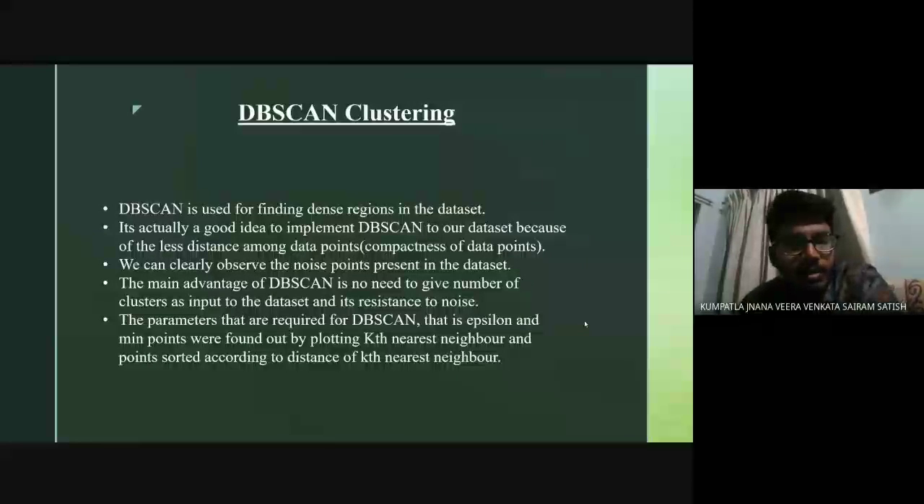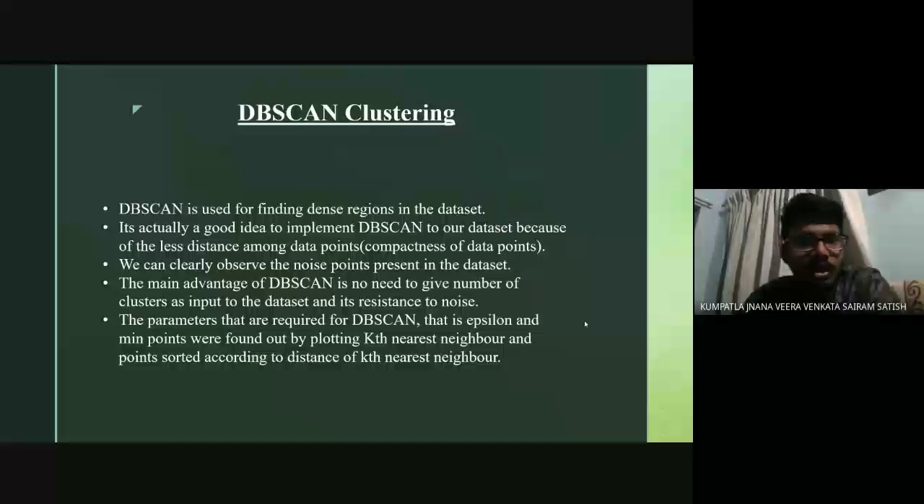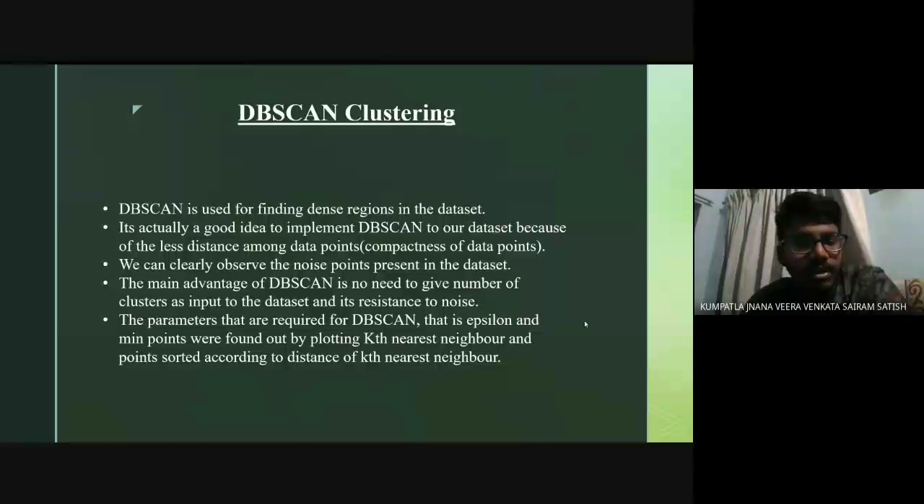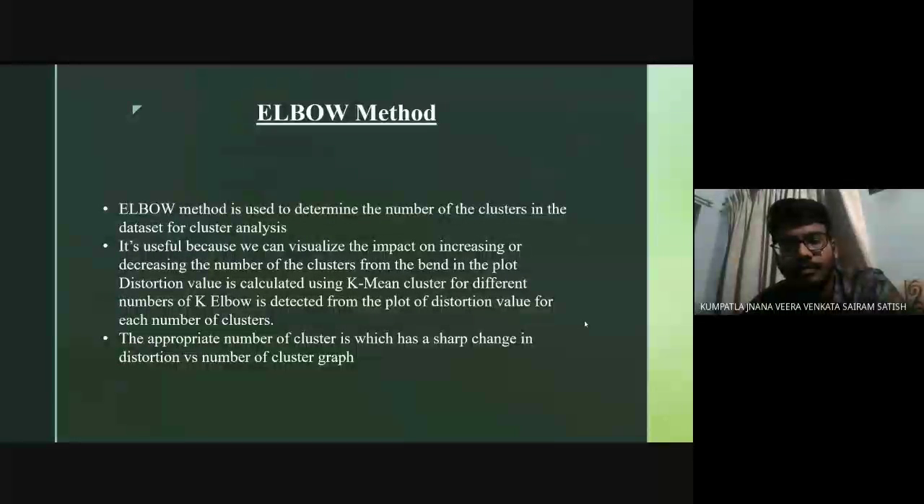The main advantage of DBScan compared to other clustering algorithms, for example k-means, is that there is no need to define the number of clusters, and it has very high resistance to noise, removing noise points very well compared to other algorithms. The parameters that are required for DBScan are epsilon and min points, which are found by plotting the graph of the distance to the kth nearest neighbor, sorted. This is followed by Nakul Gupta.